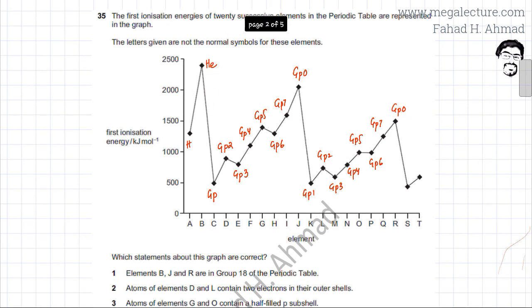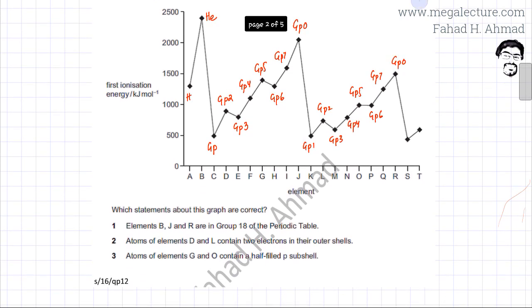Now based on this graph, we need to answer the following question: which statements about this graph are correct? The first statement is that elements B, J and R are in group 18 or group 0 of the periodic table. Remember, group 18 is the new name for group 0, or noble gases. So element B, which is helium, element J, which is again group 18, and element R over here, which is also a noble gas. So the first statement is correct. They're all noble gases.